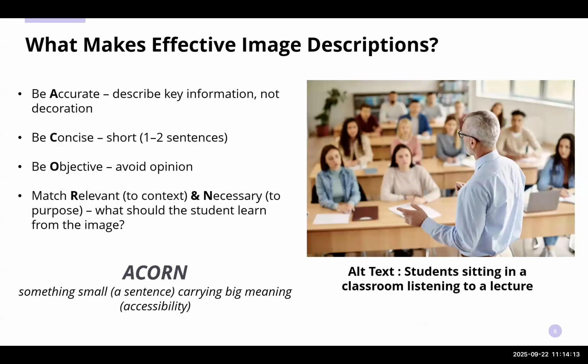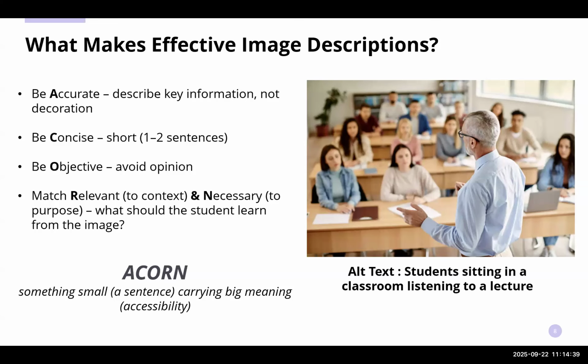So now that we have asked the right questions, the next step is actually writing the description or the alt text. But what makes an alt text defective? What turns a vague or overly wordy description into something clear and useful? To help with that, I like using a simple acronym called ACORN.